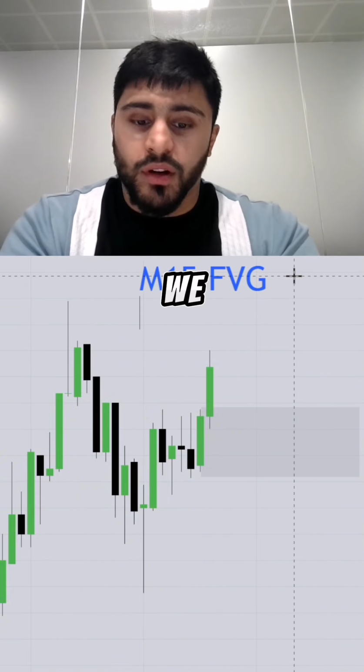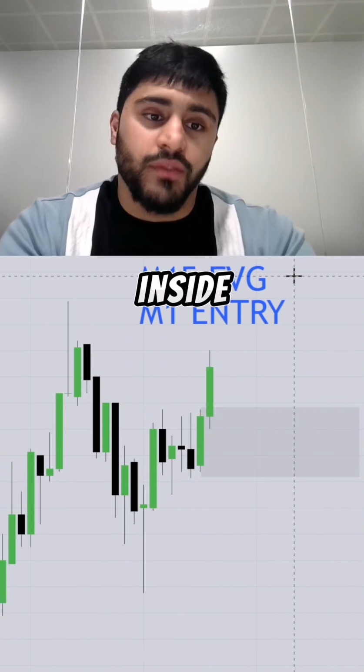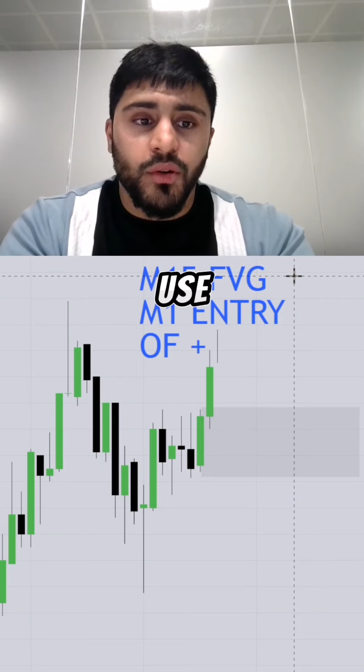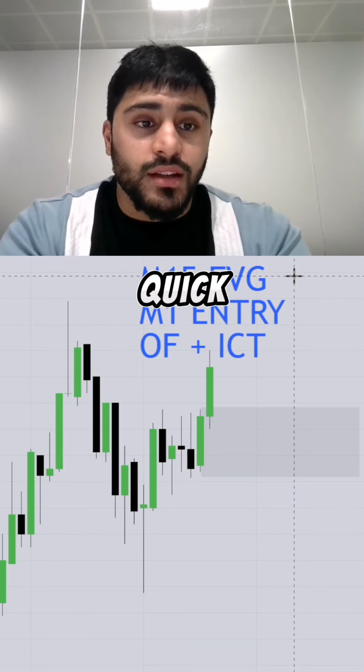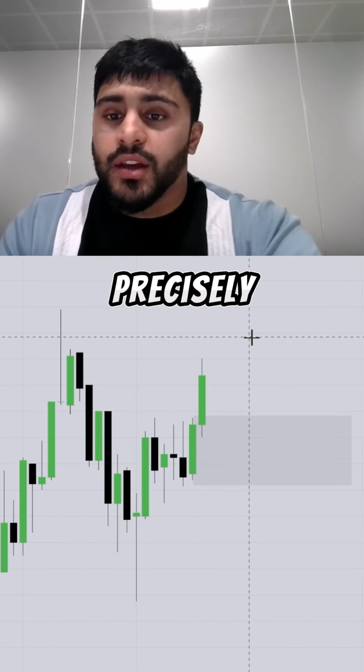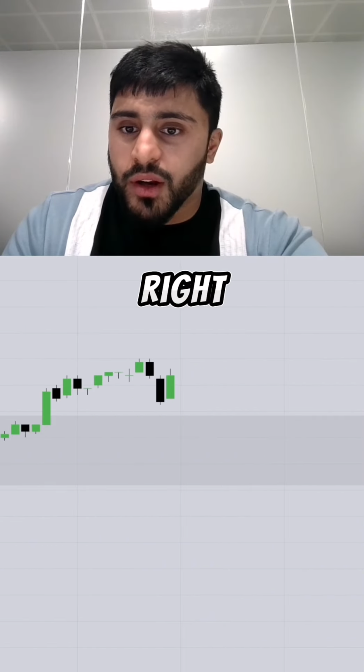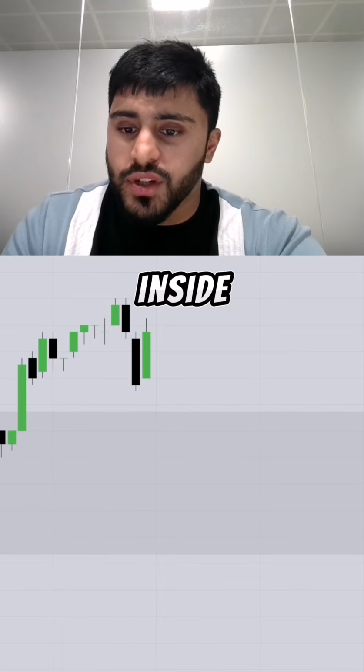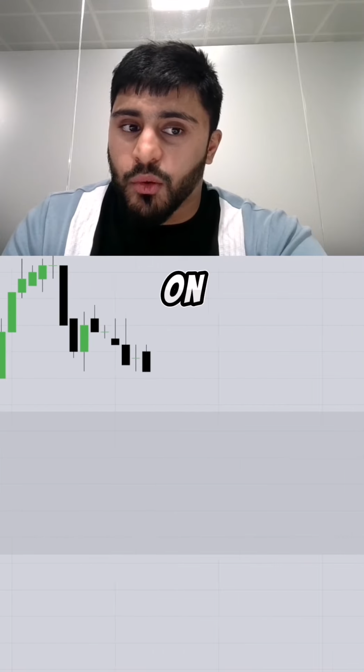Step number two is we want to look for a 1 minute entry inside the fair value gap. And step number three, we use order flow with basic ICT concepts. Now, quick tip, if you don't understand number three, your chance of taking number one and two is precisely zero. So now that we have a 15-minute fair value gap, right, we are waiting for the market to come inside of this region. Let's continue to play price on and see what we get.